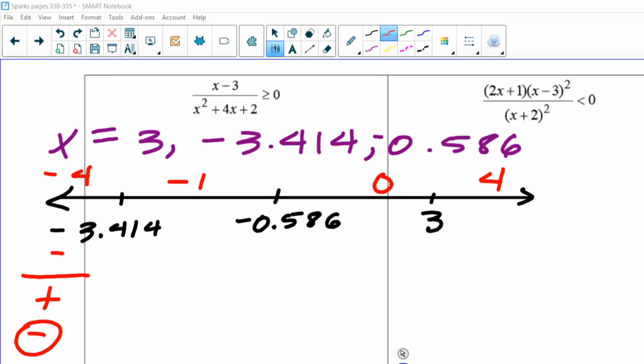Check x equals -1. -1 squared is 1. 4 times -1 is -4. So it's negative. Negative over negative is positive. That's a plus right there.